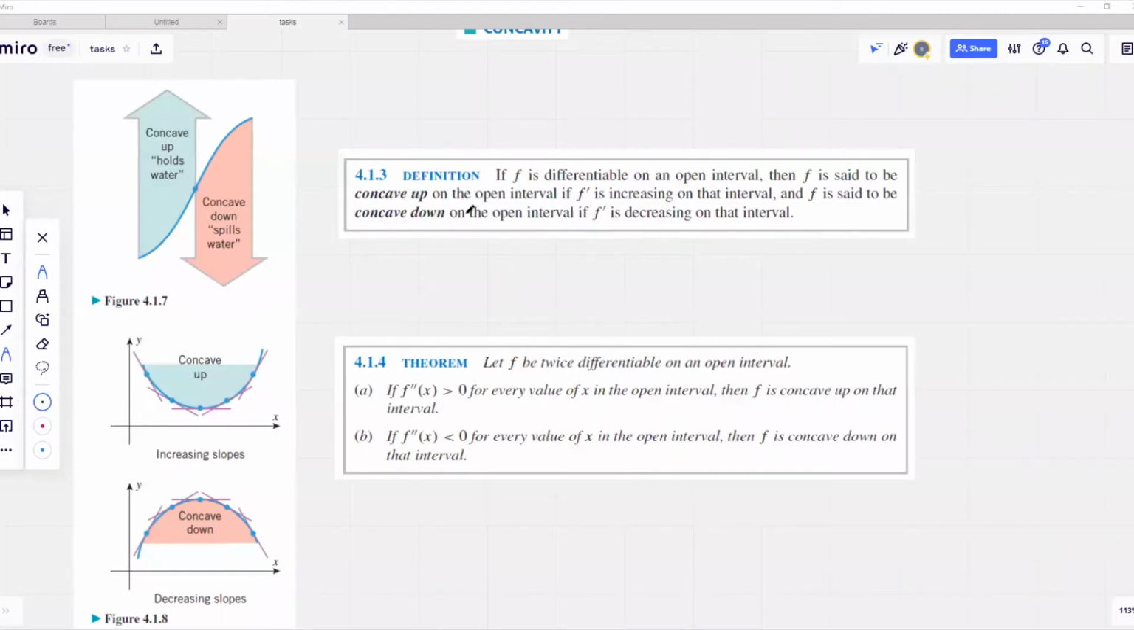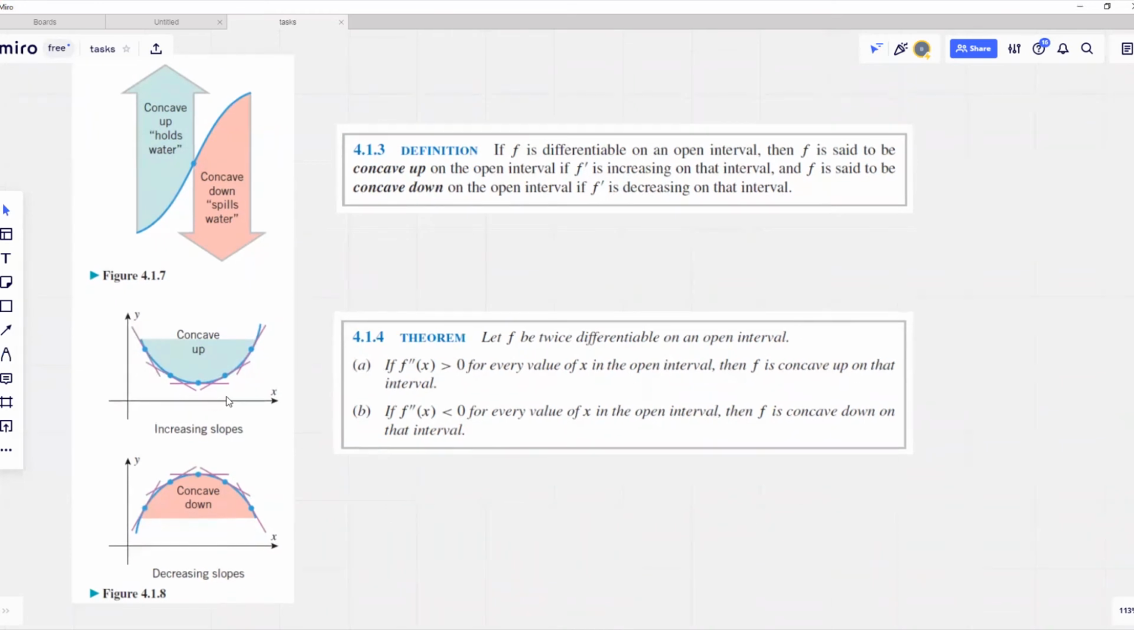Now let's take a look at the following definition. If function f is differentiable on an open interval, then f is said to be concave up on the open interval if f prime is increasing on that interval. And function f is said to be concave down on the interval if f prime is decreasing on that interval. So as we said before, we should look at the slopes of tangent lines.